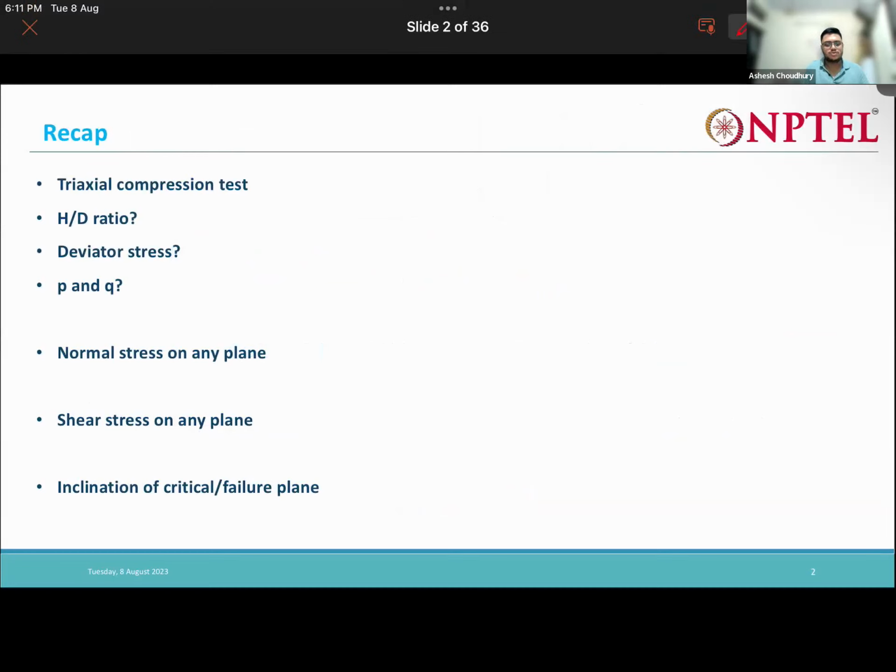Okay. So first we have our triaxial compression, right? In the previous class we had solved some problems regarding the triaxial compression test, right? In the triaxial compression test, we know that there are different types of triaxial compression tests, UU, CU, CD. So we solved some problems from the CU test and CD test. We determined the C and phi values from the triaxial test data. All those things we had solved in the previous class.